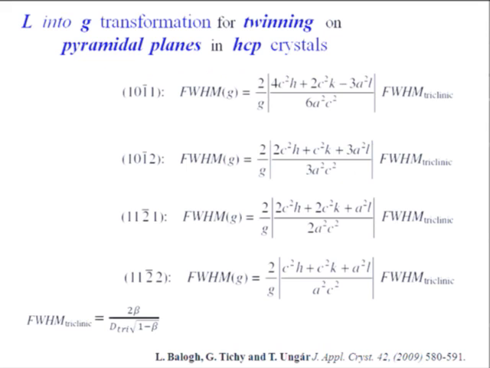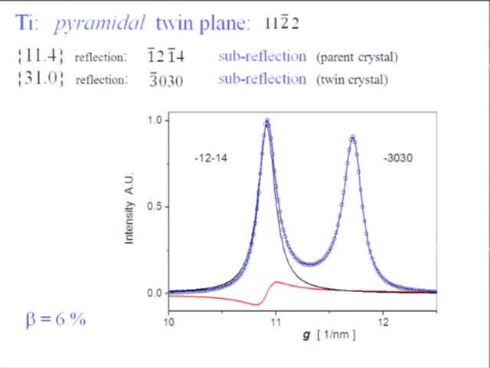Here I want to show you these transformation factors for the four most common pyramidal planes on which twinning occurs in magnesium, titanium, zirconium, these very important structural materials, where always the triclinic full width half max is of this form. Again, we come back to that. Now, this is already the transformed pattern.